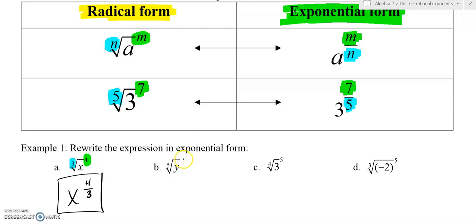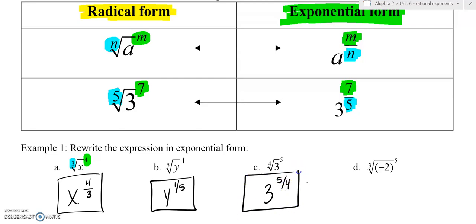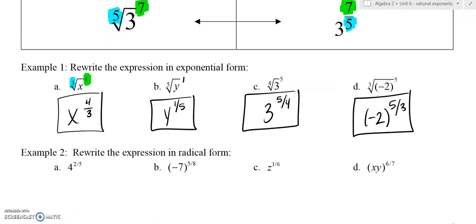This next one, you can envision if there's no number hanging out there on the outside, it is technically a 1. So I have y to the 1/5. Then I have 3 to the 5/4, just following that pattern from above. Then I have -2, let's keep it in parentheses, to the 5/3, just following the pattern from one to the other.